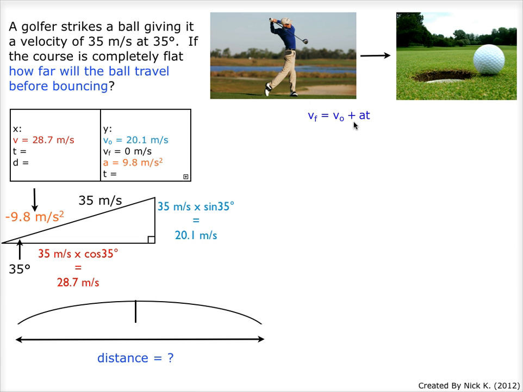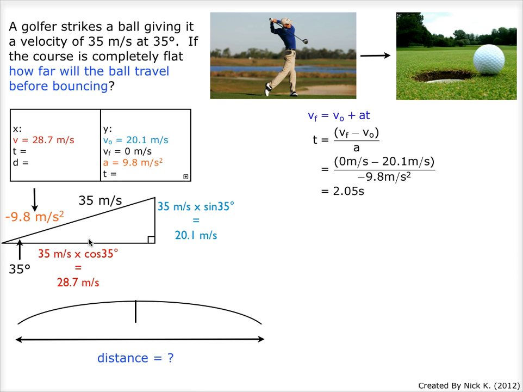Now, this is the equation we will use. Final velocity equals initial velocity plus acceleration times time. Modify it so we'll have time equals final velocity minus initial velocity divided by acceleration, giving us this: 0 meters per second minus 20.1 meters per second divided by negative 9.8 meters per second squared, which is 2.05 seconds.